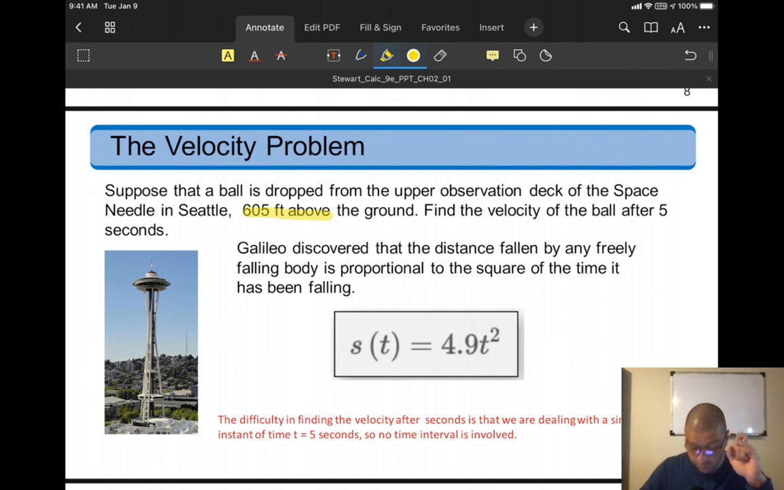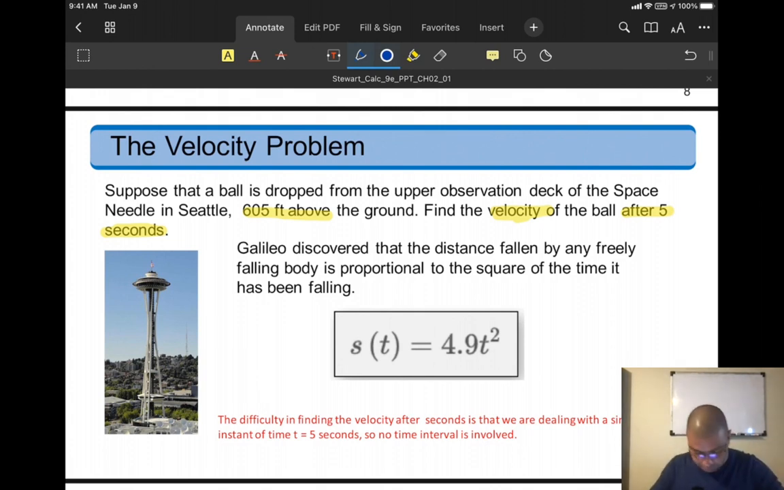So first of all, from the wording, find the velocity after 5 seconds. From the wording, we don't want to know the velocity, the average velocity during these 5 seconds. We'll know the velocity at 5 seconds. Okay? Take a second to understand how these two things are different.